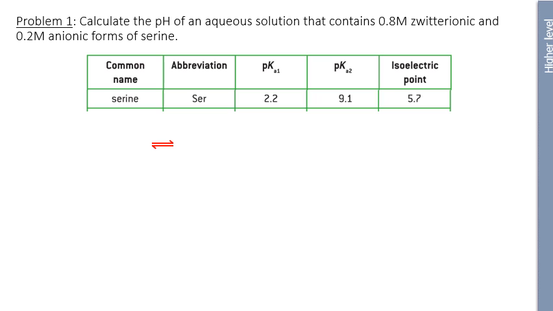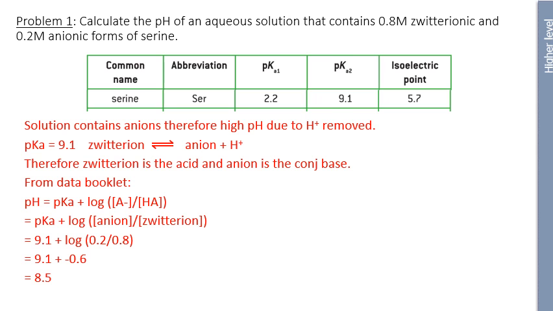So let's look at some examples of how we can apply the Henderson-Hasselbalch equation. The first one is: calculate the pH of an aqueous solution that contains 0.8 molar zwitterionic and 0.2 molar anionic forms of serine. You've been given both the pKa1 and the pKa2 of serine and also its isoelectric point, as a little bit of a red herring. Right, so this is the answer.